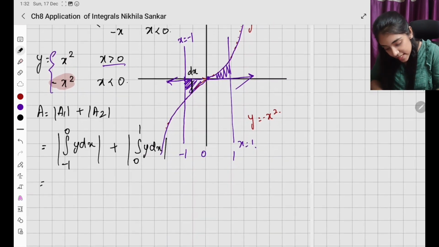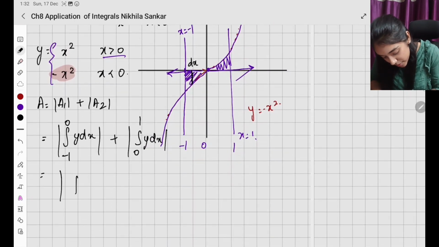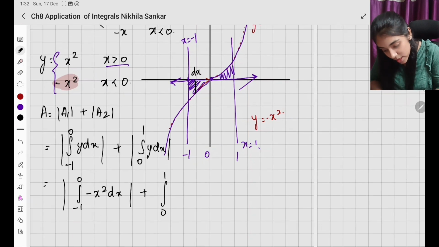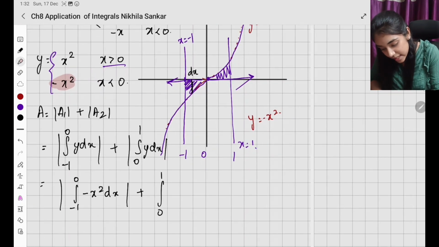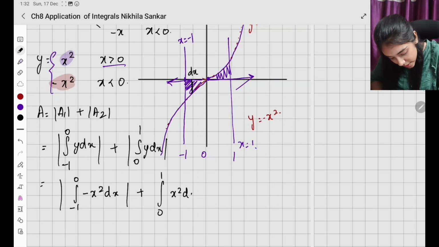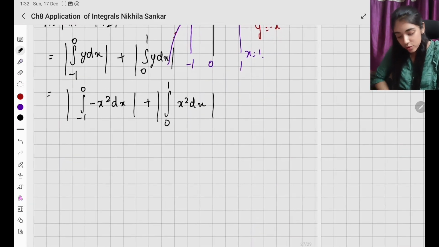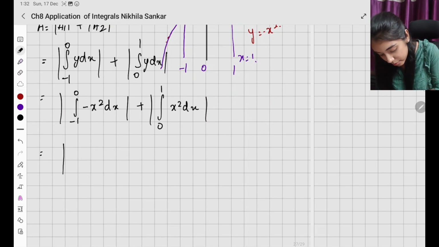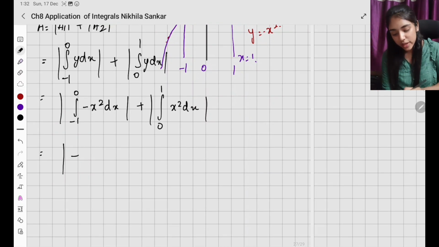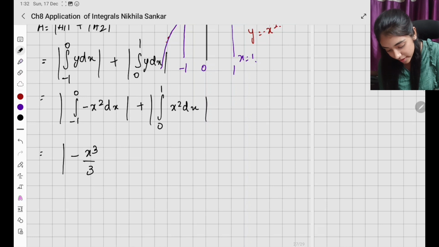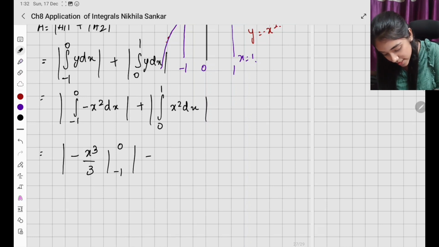Okay, now for less than 0 I'm going to take minus x square. So it is going to be the integral from minus 1 to 0 of minus x square dx plus the integral from 0 to 1. From 0 to 1 we are talking about x greater than 0, so it is going to be x square. So I have the integral of x square dx inside the absolute value. When I simplify, the integral of minus x square dx is going to be x cube divided by 3 from minus 1 to 0 plus x cube divided by 3 from 0 to 1, inside the absolute value.